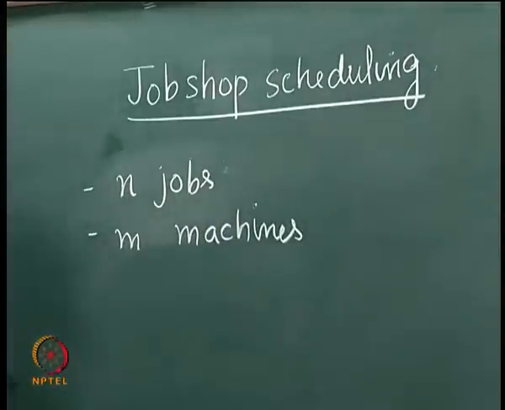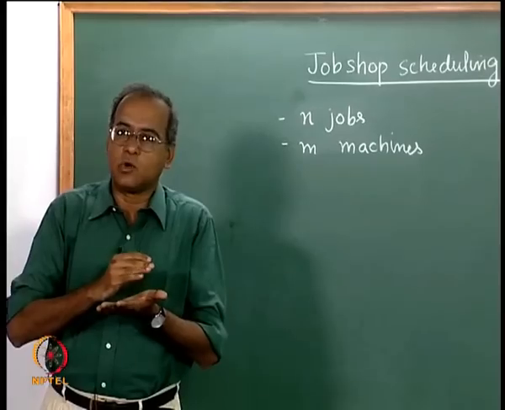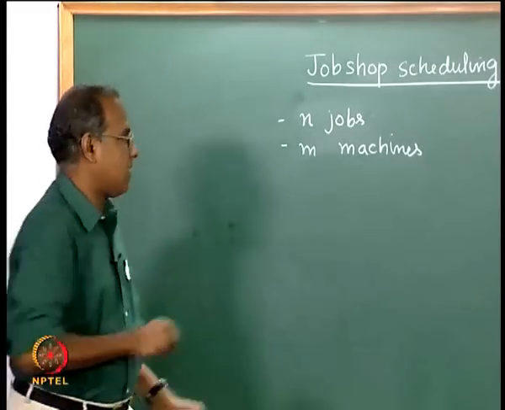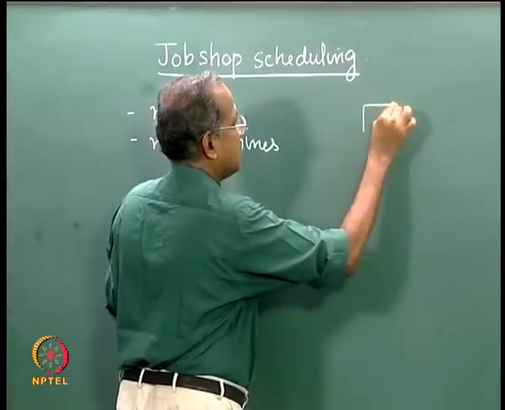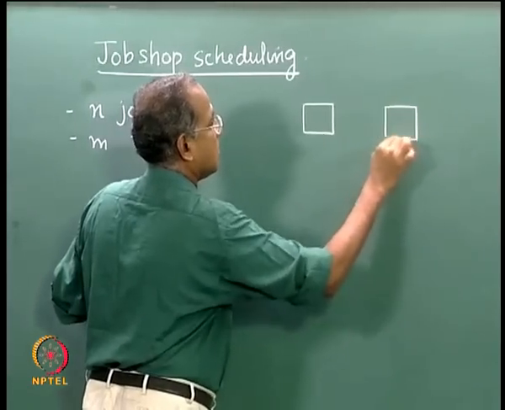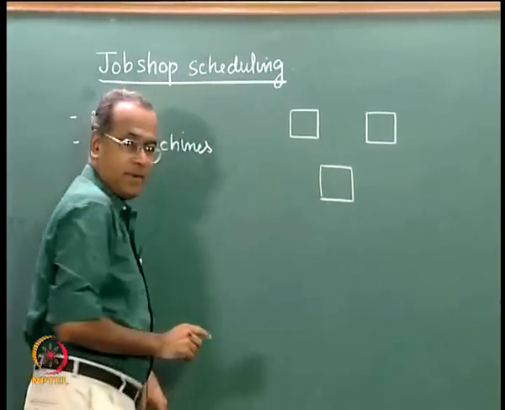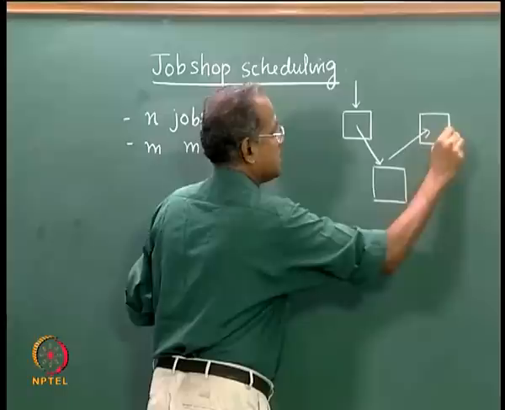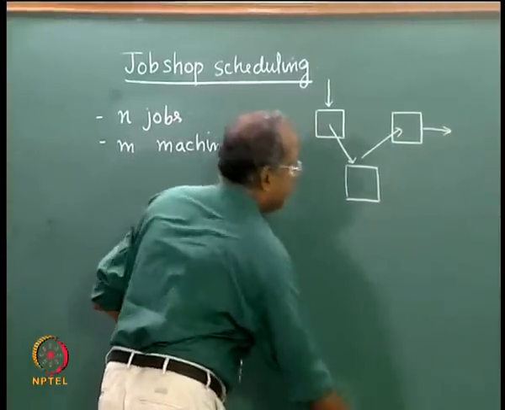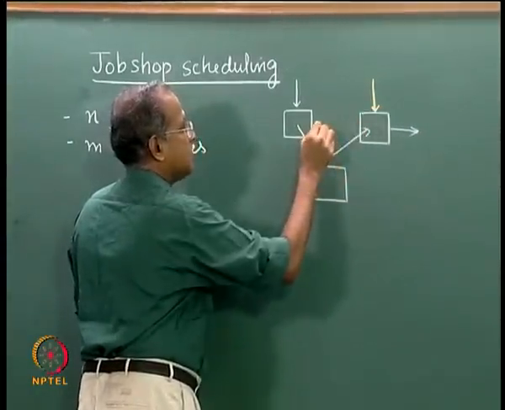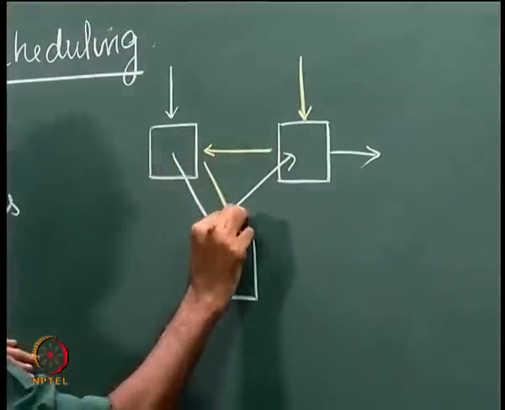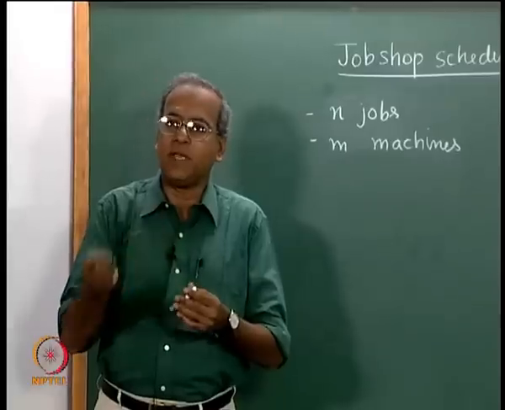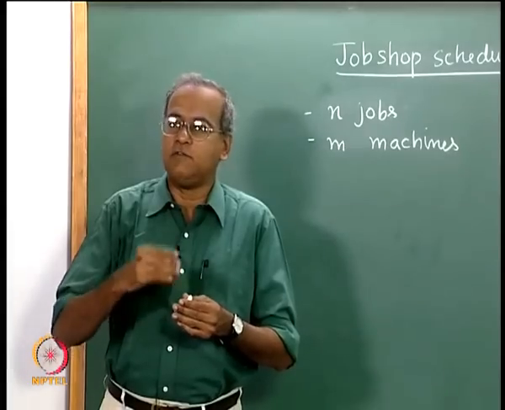Unlike a flow shop, each job has a unique route or a unique order of visit of the machine. For example, if there are 3 machines, one particular job may come here first, then visit this and leave, while some other job may start with this, visit this, come back to this and then leave. So, in a job shop each job has a pre-specified route or order of visit of the machine.